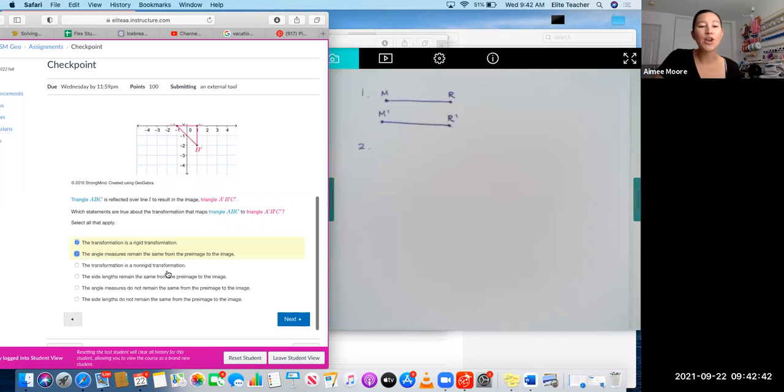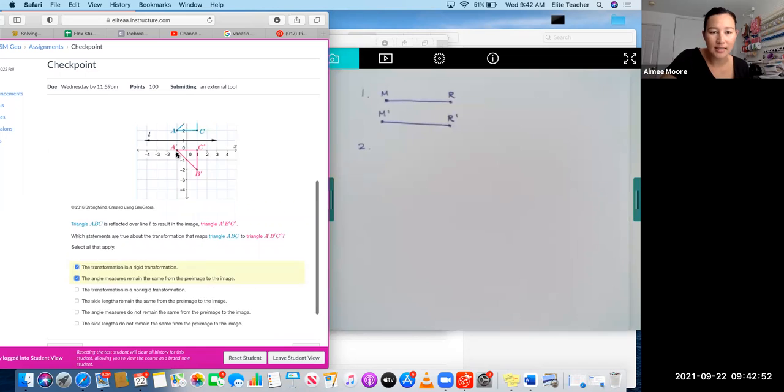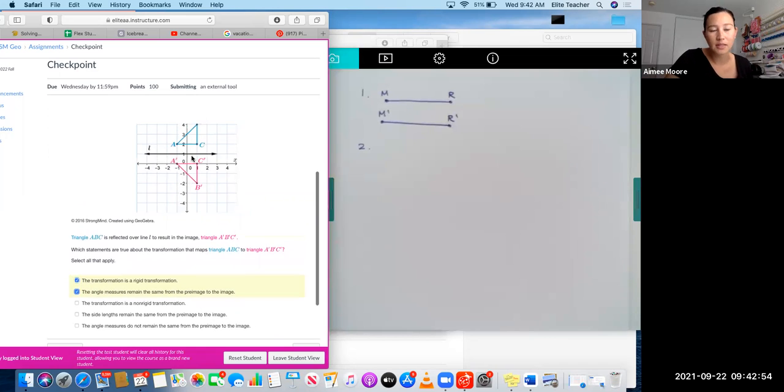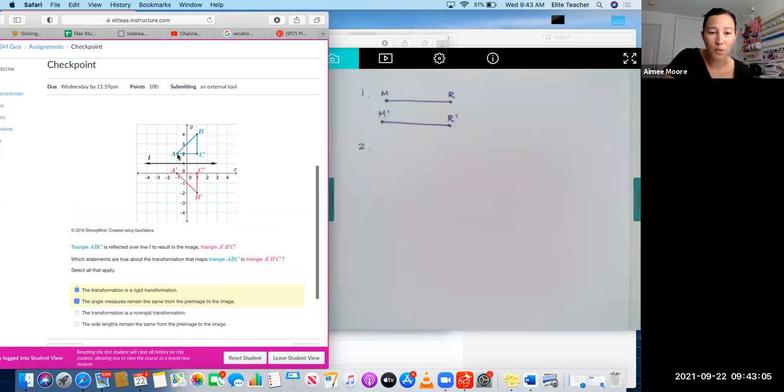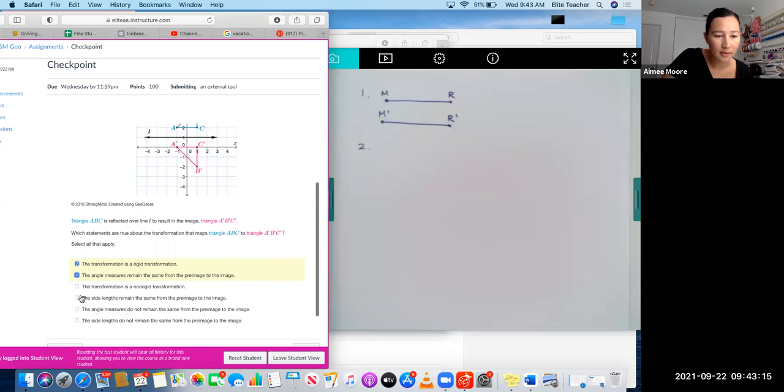The transformation is a non-rigid transformation. So we already said it's rigid. The non-rigid would mean that it's stretched or it shrinks, which in this case, it did not. It's the exact same size. So it wouldn't be non-rigid. The side lengths remain the same from the pre-image to the image. Did the side lengths remain the same? Well, AB, we don't know that one, but BC is 2 and AC is 2, which means AB is going to be the same. So we can say yes, that is true.